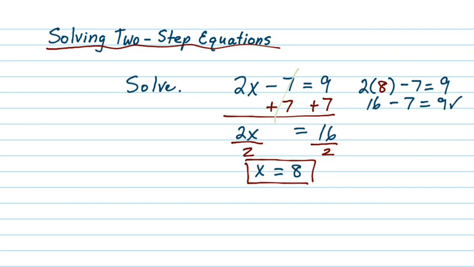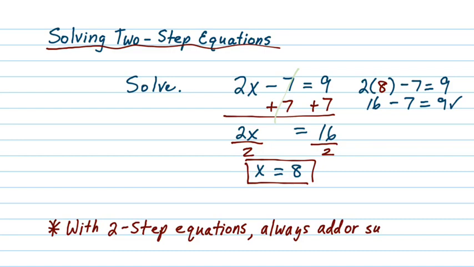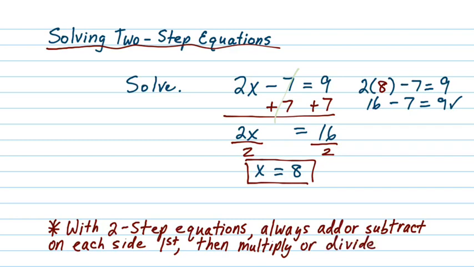The other thing I want to make a comment about is what we just talked about a minute ago. With two-step equations, we're always going to add or subtract first on each side, and then we'll multiply or divide. In this case, we added 7 to each side first and then divided second. We'll always multiply or divide last with these, add or subtract first.